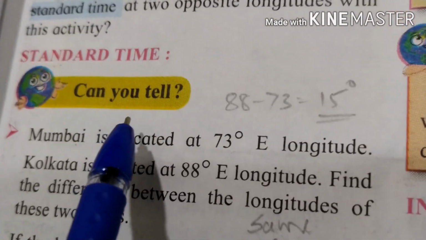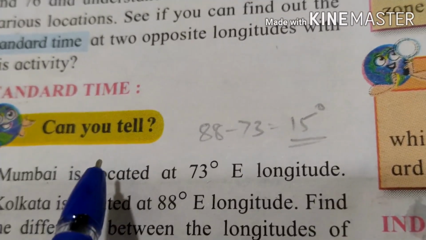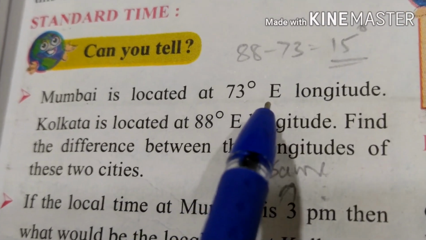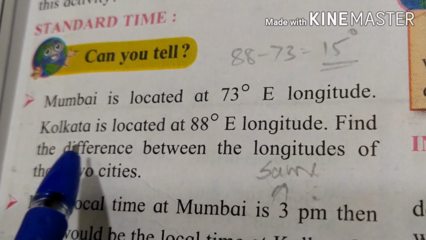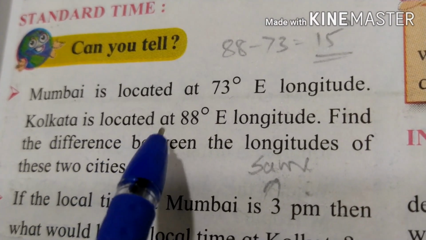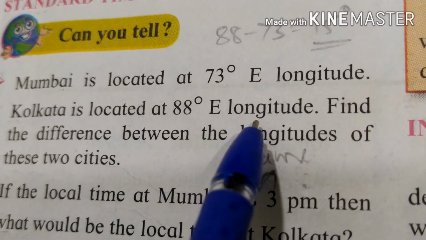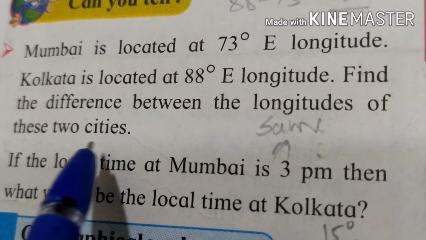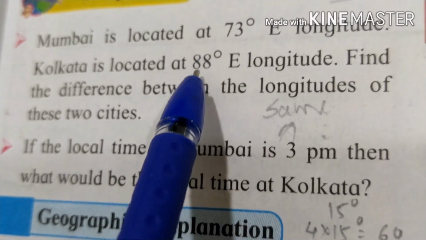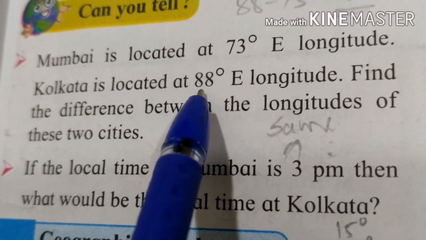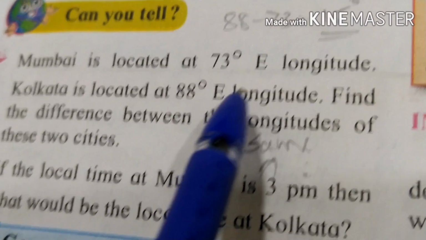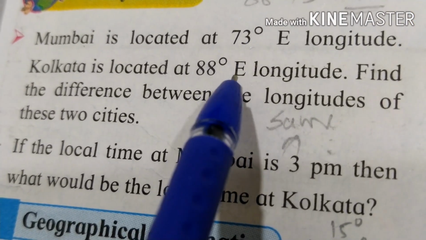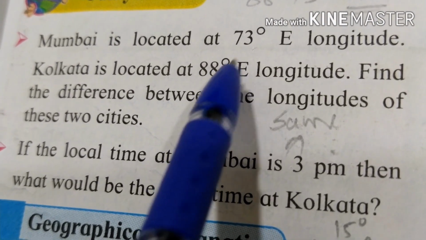Now we will see what standard time is. Mumbai is located at 73 degree east longitude, and Kolkata is located at 88 degree east longitude. Find the difference between the longitudes of these two cities. For example, if you want to find the timing of both, what is the difference? We will see first.